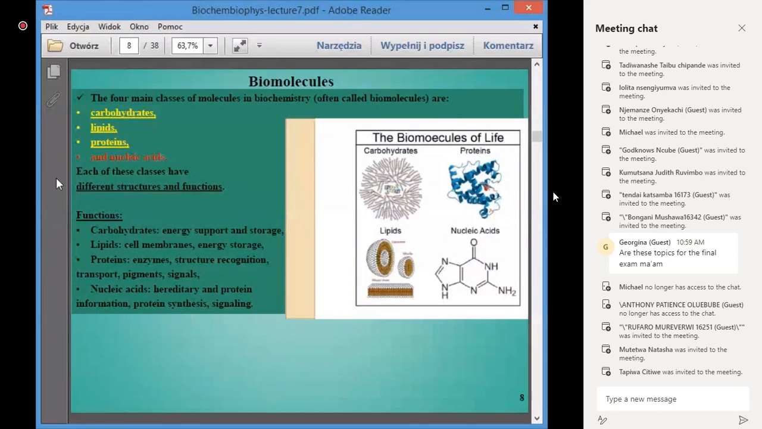Last time I was talking about lipids, and I started to describe carbohydrates. So today I will try to finish this subject, and I will start the new group of biomolecules, which are called proteins.